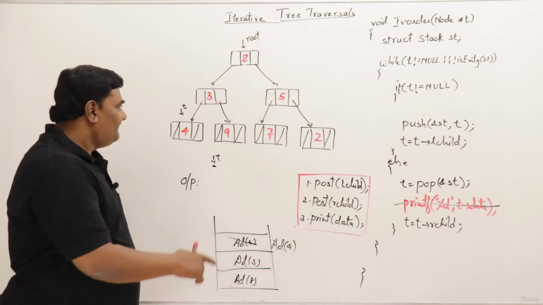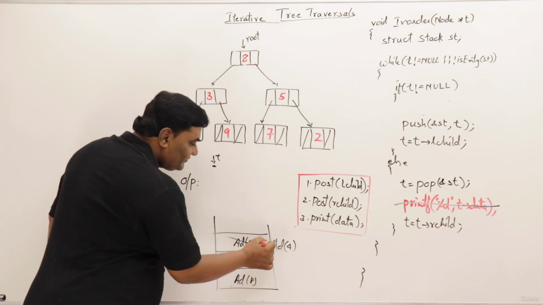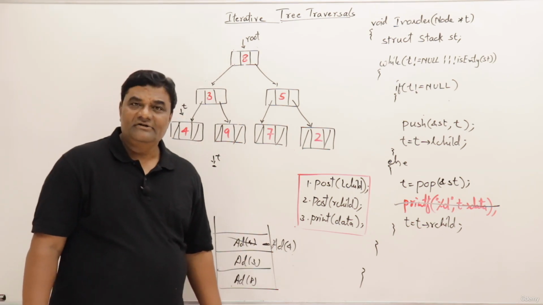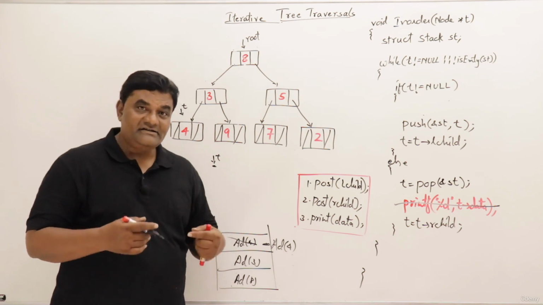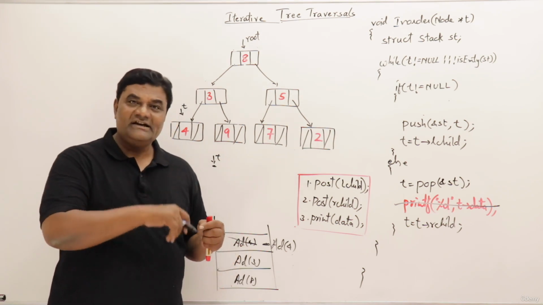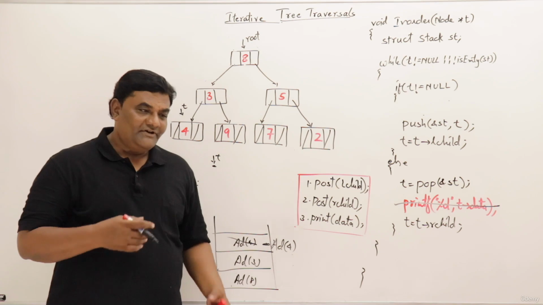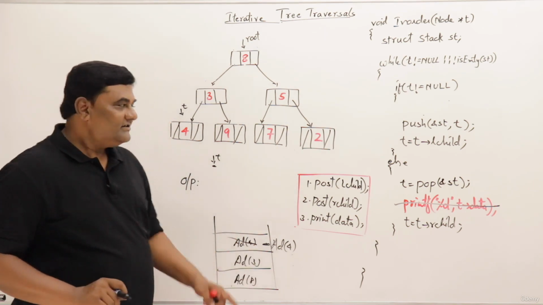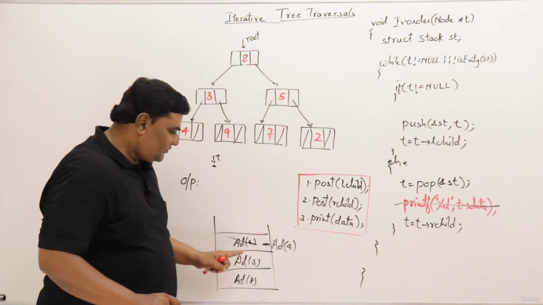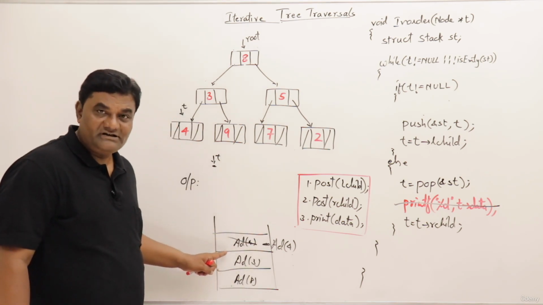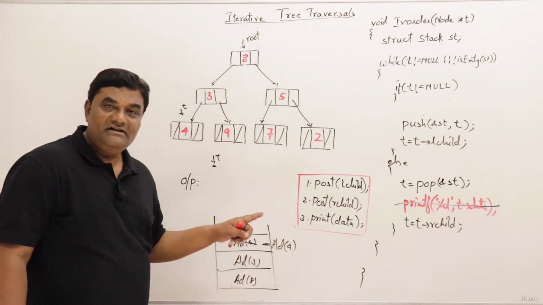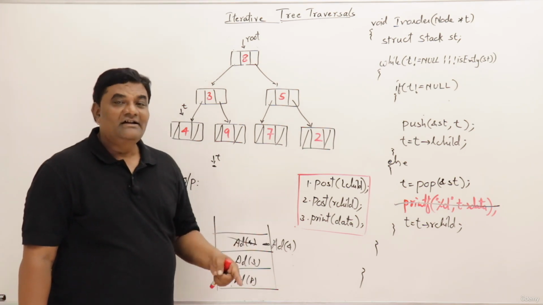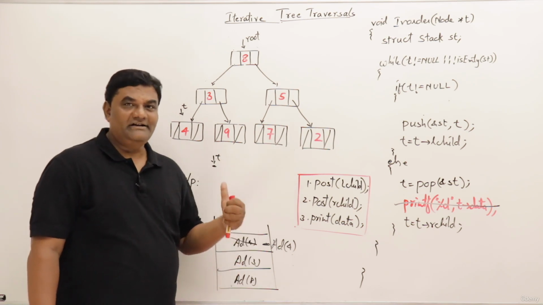So what we should do, when we are pushing it the second time, we should push a negative address. Addresses cannot be negative. No, you convert that address into an integer and store a negative integer. When you are using it, convert it into an address, a positive address. Okay, we can do that. So both times: the first time when you are pushing, push positive. The second time when you are pushing, it is negative. So positive address means go to right child. Negative address means print the data.